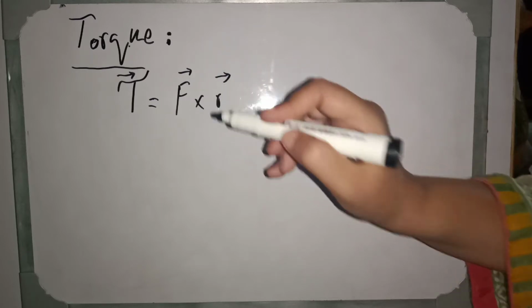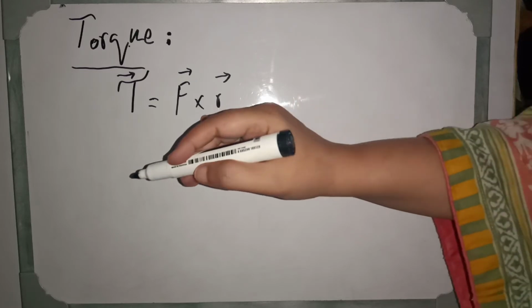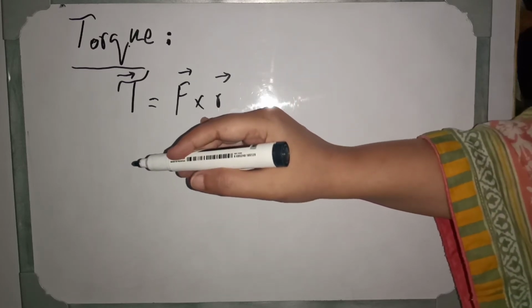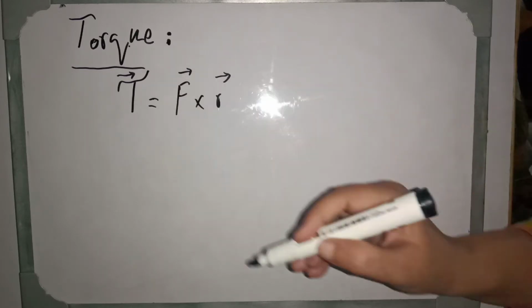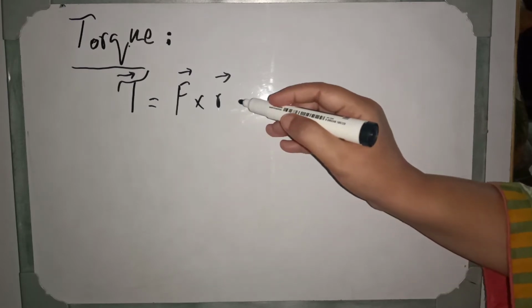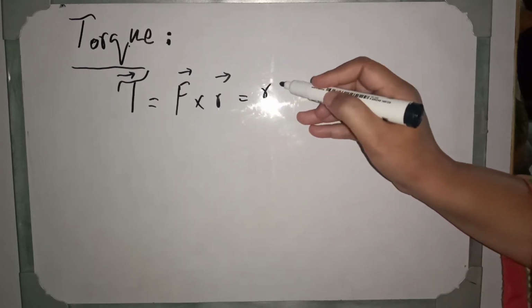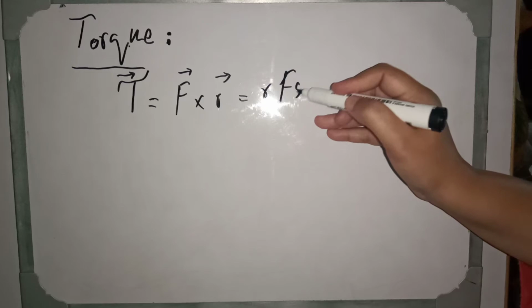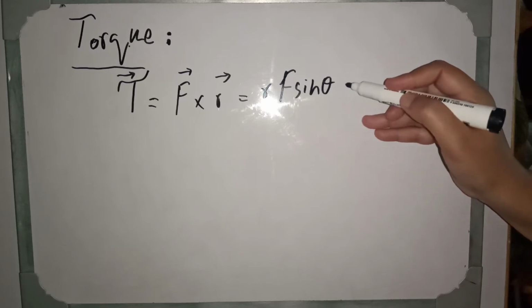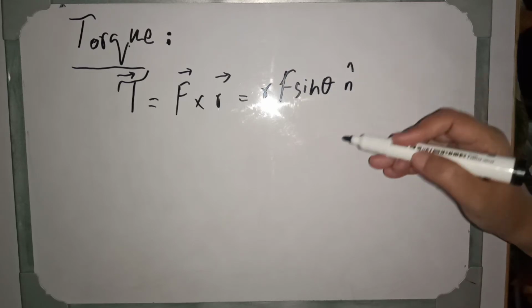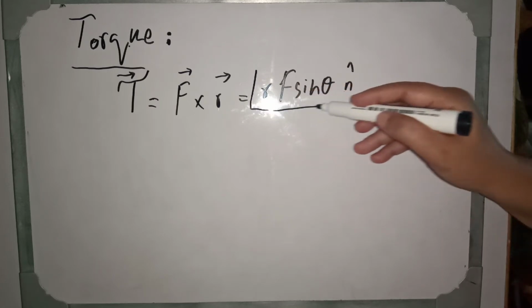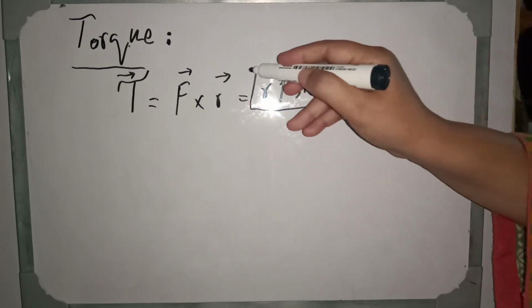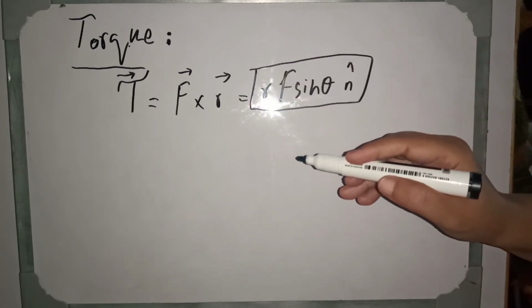As it is a vector product, that's why there is a cross between these two quantities, that is F cross R or R cross F. It can also be written as R F sine theta into a unit vector. A unit vector is always used for illustration of direction.